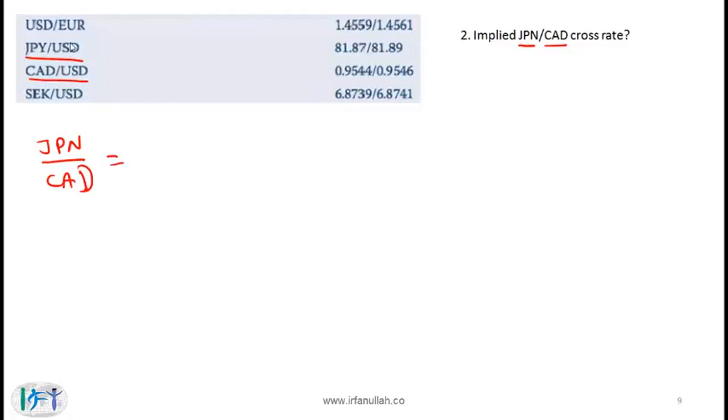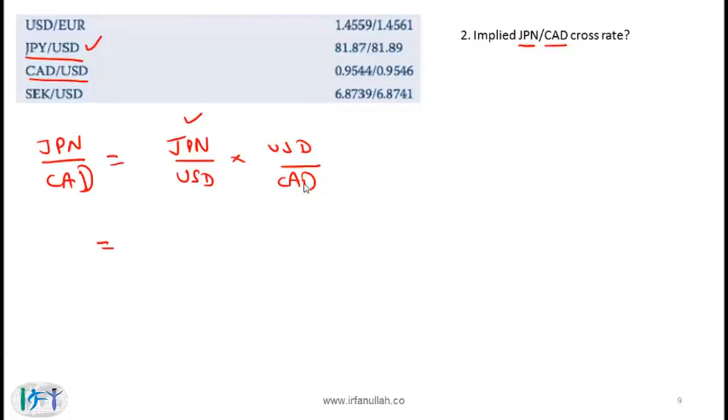No, we cannot, because notice that USD is in the denominator in both cases. In other words, USD is the base currency both here and here, so you cannot simply multiply this out. What we need to do is the following: Japanese yen over USD multiplied by USD over Canadian dollar. So is Japanese yen to USD given? That is given. So here USD is the base, which is what we want.